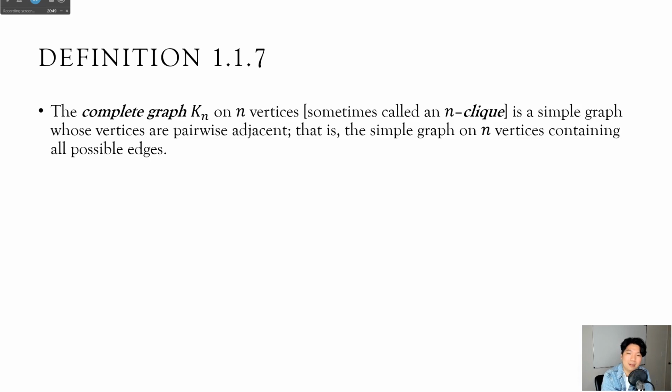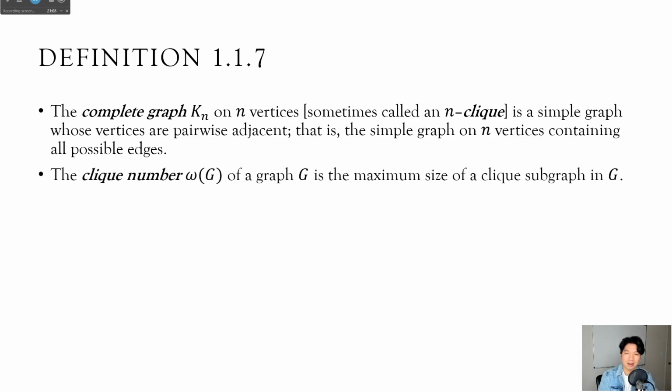This is a simple graph where all the vertices are pairwise adjacent. Or in other words, this means that I have a graph with n vertices and every possible edge exists, while it's still being a simple graph. Now, if I'm not necessarily talking about a complete graph, I might also talk about the clique number. The clique number, omega of G, of a graph G is the maximum size of a clique subgraph in G. Again, these are more of our formal definitions. Let's go ahead and look at an example of this.